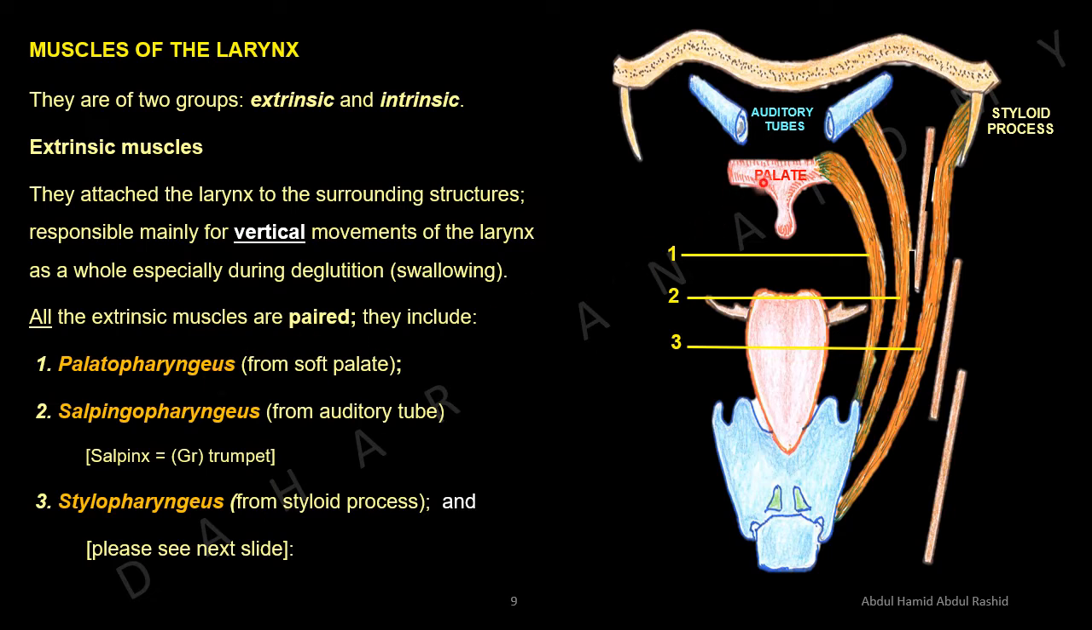palatopharyngeus, coming from the soft palate. Next is number 2, salpingopharyngeus, coming from the auditory tube. Salpinx in Greek means trumpet, auditory tube. And third, stylopharyngeus muscles, coming from the styloid process. And some more extrinsic muscles, please see the next slides.